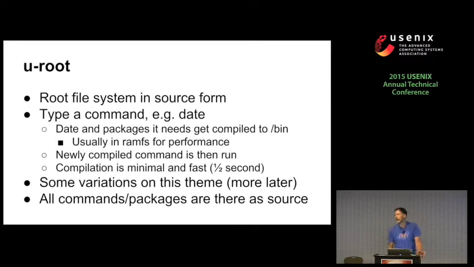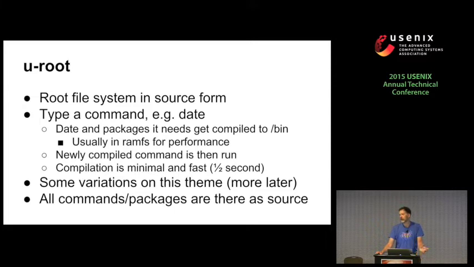So uroot's a root file system in source form, as I mentioned. Anytime you type a command like date, it and any package it needs get compiled and dropped into /bin. Bin, by convention, is in ramfs, so it drops it in ramfs. Next time you run it, it's instant. The first time you run it, it's about half a second. It's kind of the ultimate delayed binding.